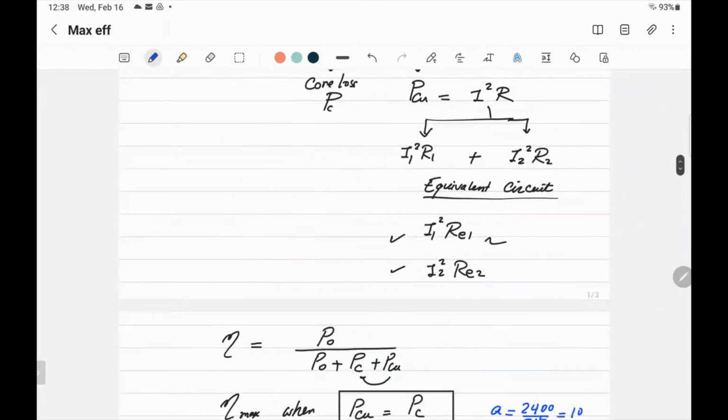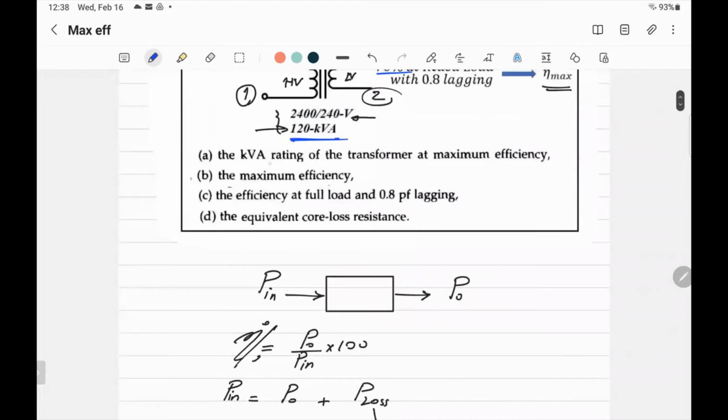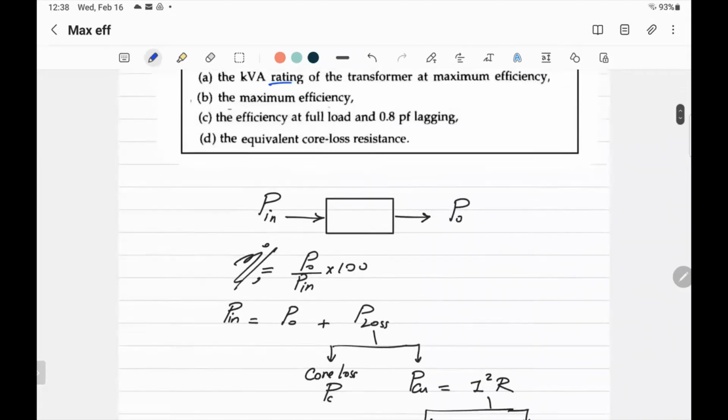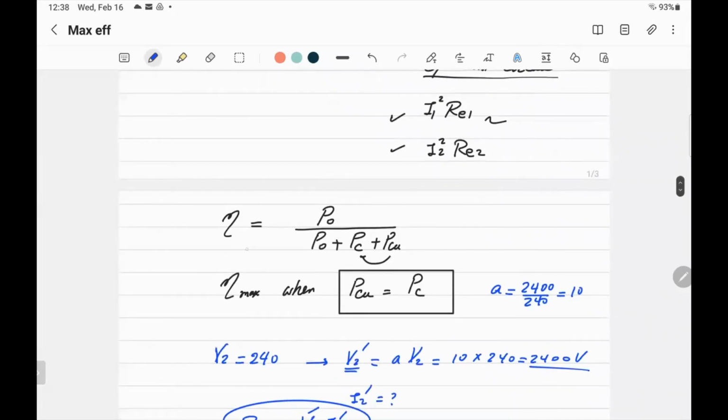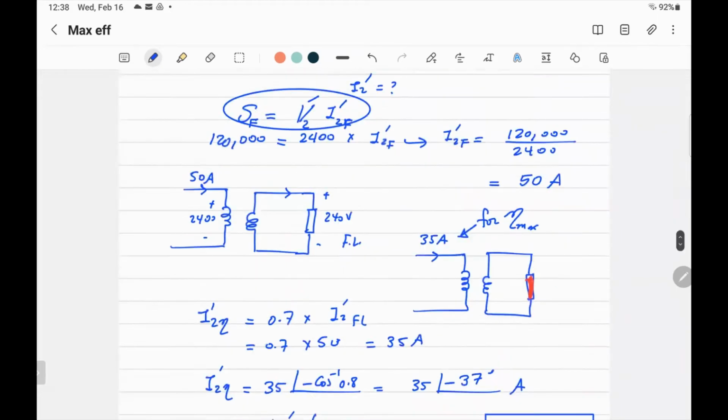Let's just see what the question here is. So we got the first one, the kVA rating. Any question on this part? That's the power required to get the maximum efficiency. The second question is to find the maximum efficiency. That's the definition of efficiency: output power divided by input power, and input power is equal to output power plus loss.